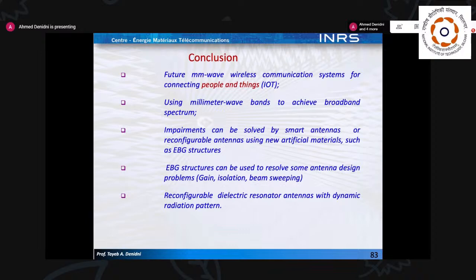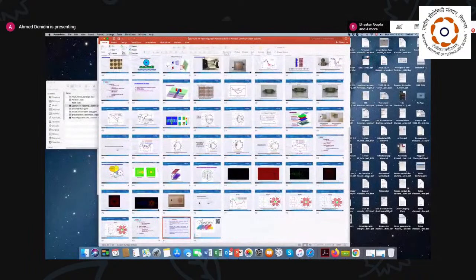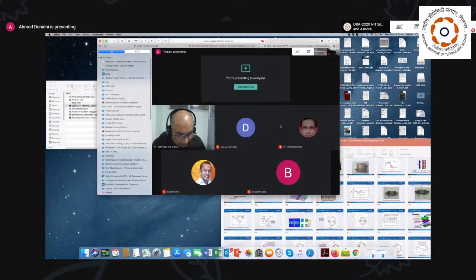Yeah. Thank you, Professor, for a nice delivery of an informative session. Quickly, I'm passing on some queries from the participants because we are running late by 10 minutes. What are the radiation hazards of 5G? Can you repeat your question? What are the radiation hazards of 5G?